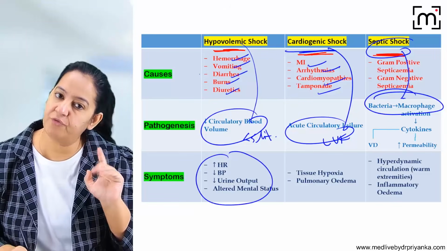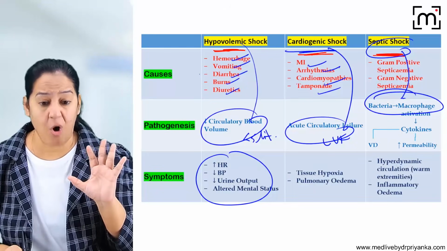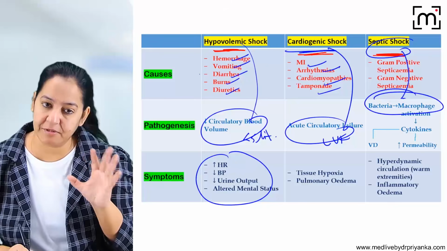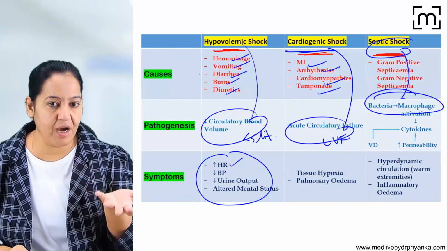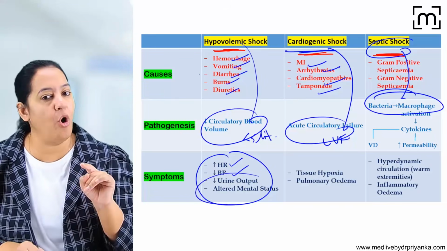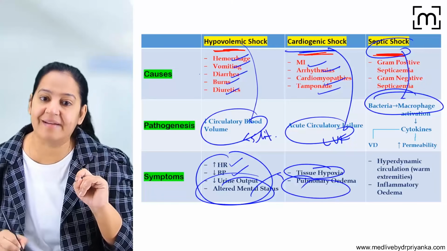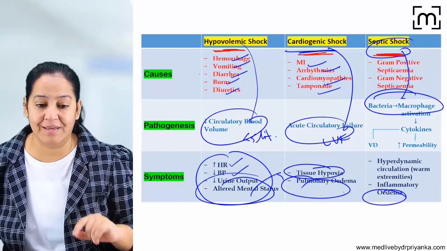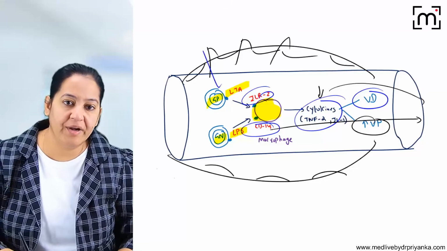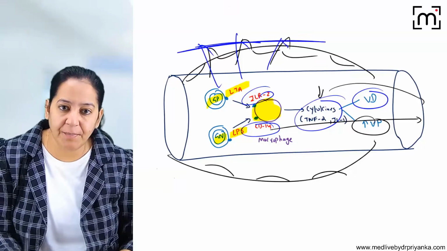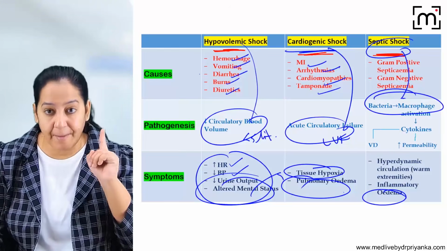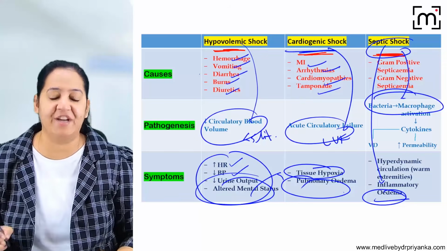So here symptoms are due to forward failure. I mean the organs are receiving less perfusion, so the symptoms are due to less perfusion. There is increased heart rate, there is less BP, and all organs receive less blood. Here also the organs receive less blood, but additional dyspnea is there. And here additional edema is there. I told you, in septic shock the fluid leaks out and accumulates, leading to edema. So septic shock is a shock in which edema is an additional finding.